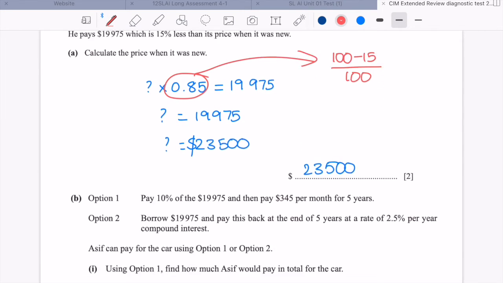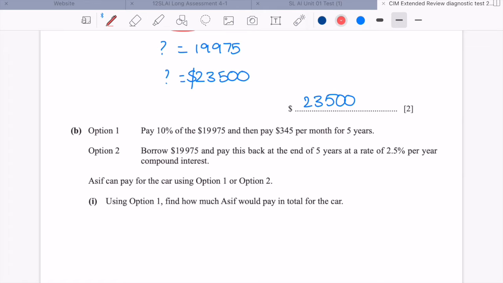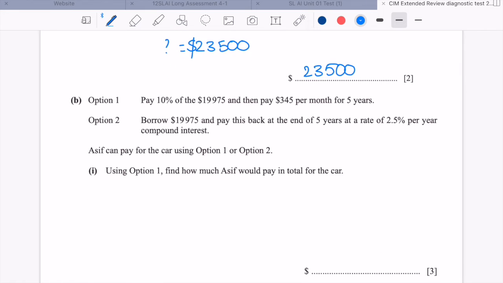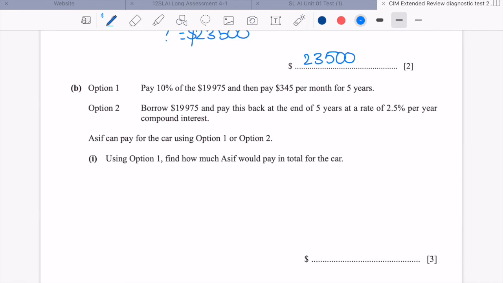For part B, we're then looking at the different methods that he could pay for the car. So for option 1, he pays 10% up front. So 10% of the 19,975 is going to be 1997.5. So almost $2,000 he pays up front, and then he pays $345 every month for 5 years.